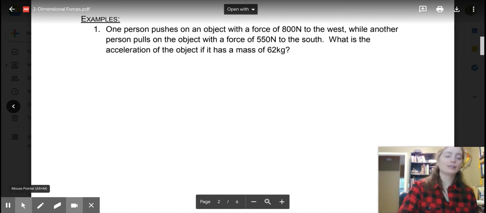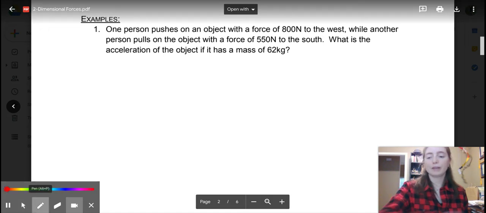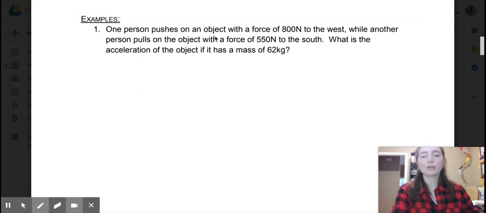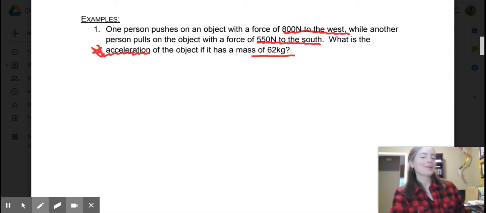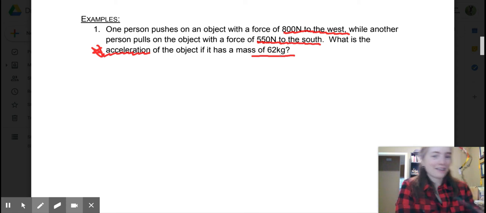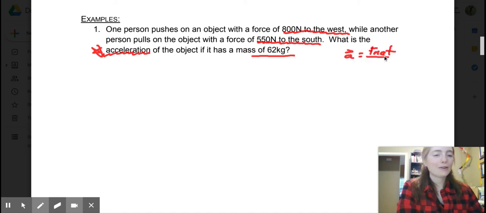Okay, so for this question, select pen. One person pushes on an object with a force of 800 newtons to the west, and another pulls on the object with a force of 550 newtons to the south. What is the acceleration of the object if it has a mass of 62 kilograms? Oh, this is a fun question. Okay, so the first thing we're going to need to do is find our F net. When asked to find acceleration, remember from your data sheet that acceleration is equal to F net over the mass. So we need to find our F net first.